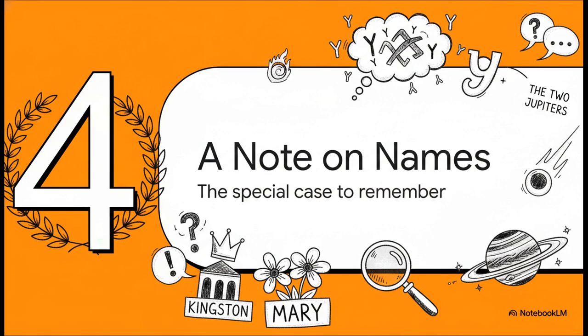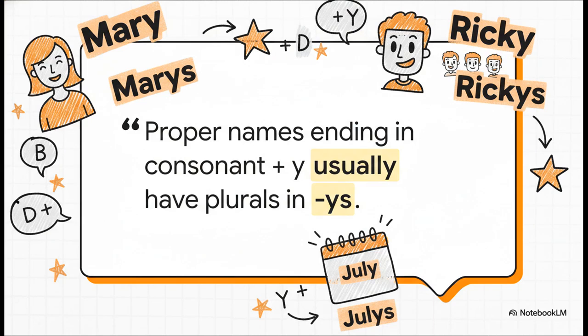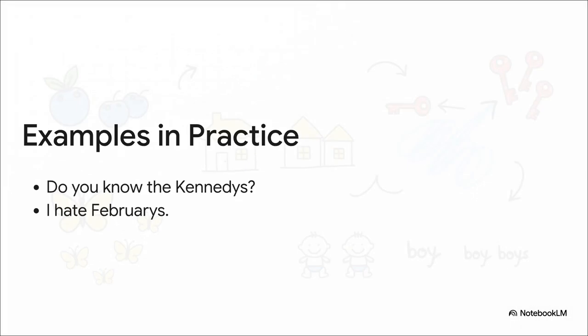But, just when you think you've got English all figured out, it loves to throw in a little twist. So let's talk about the one special case you absolutely need to know. Proper names. So this is pretty much the one big exception to that first rule we learned. Even if a person's name or a place name ends in a consonant plus Y, we usually just add an S. Here's how that looks in the real world. If you're talking about the whole Kennedy family, you'd write the Kennedys with a YS, not Kennedies. Or say you really don't like the second month of the year. You'd say, ugh, I hate Februaries. For proper nouns, the rule is to just keep that Y.